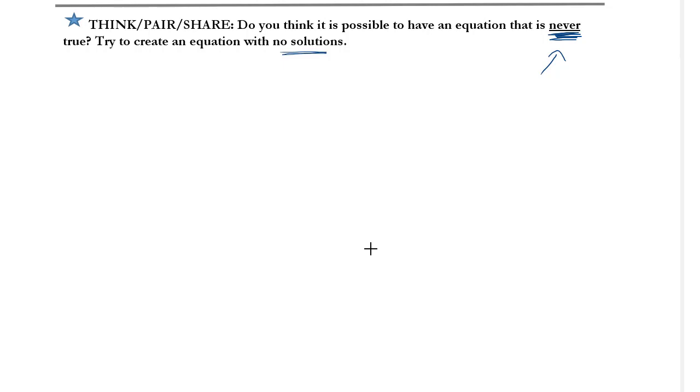And there are many possible ways to do this. The easiest way is to take an identity. For example, we saw earlier in the lesson this right here, this is an equation that is always true, right? So I can start there and then just change one side.